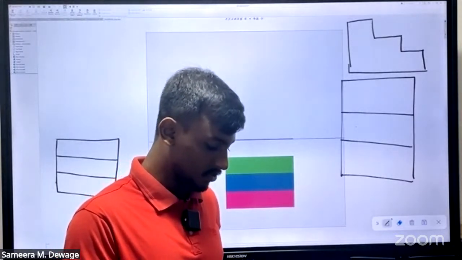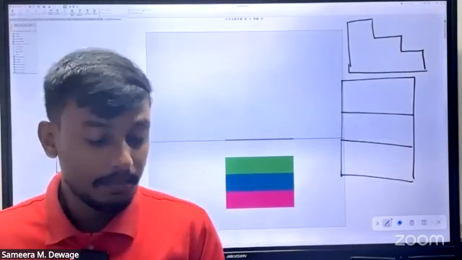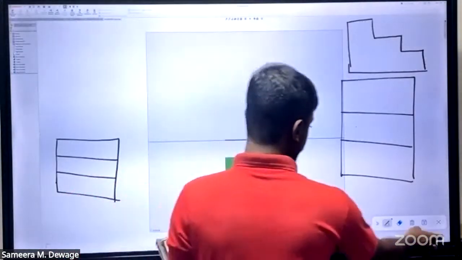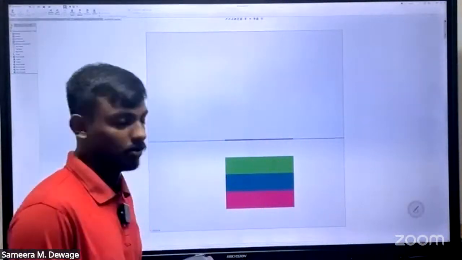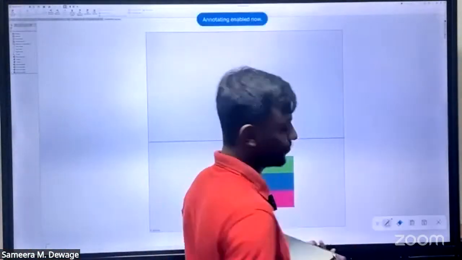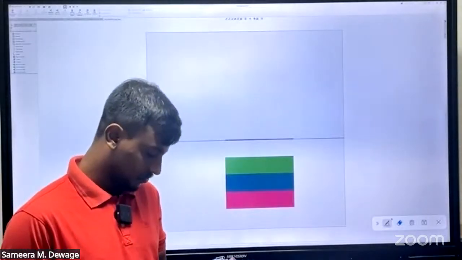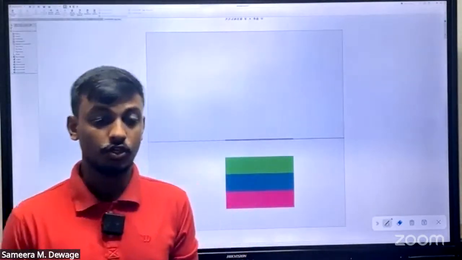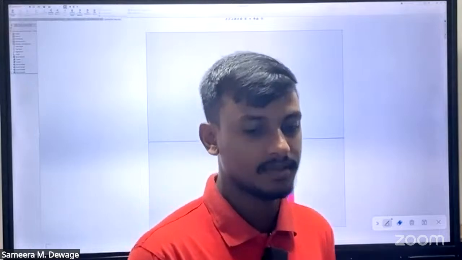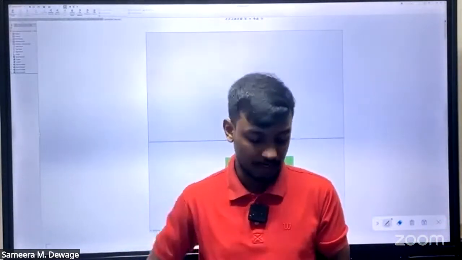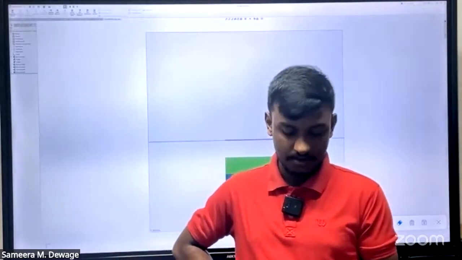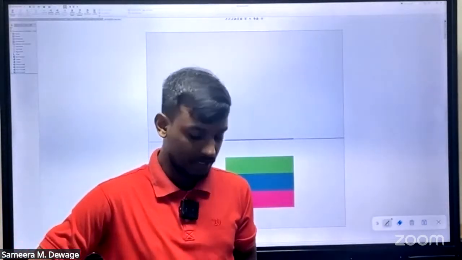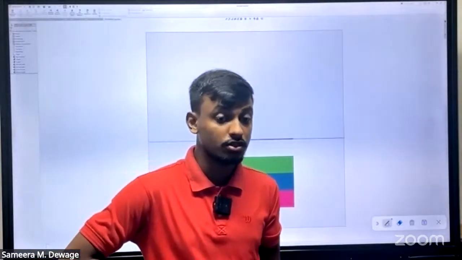Okay, please copy this. The orthographic projection used in engineering drawings is mainly of two types.